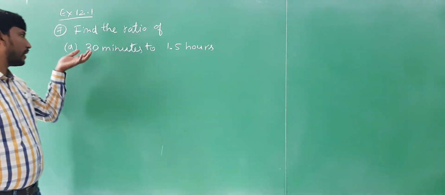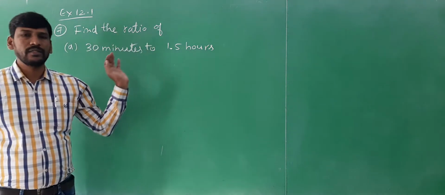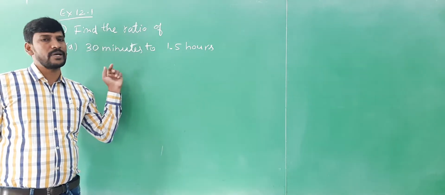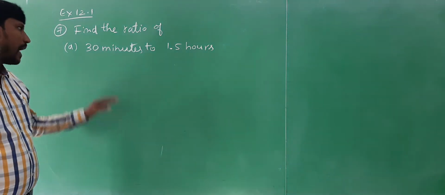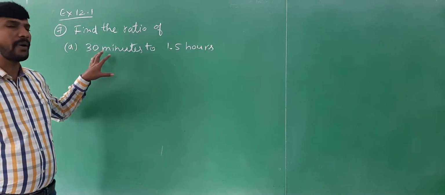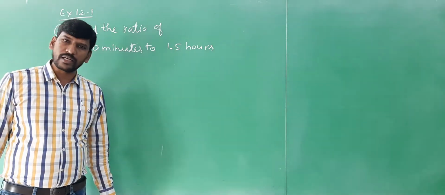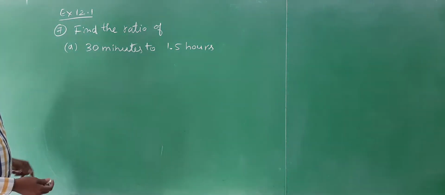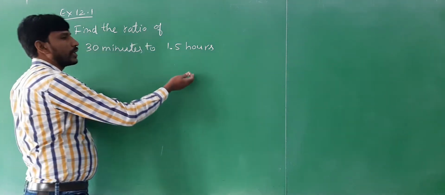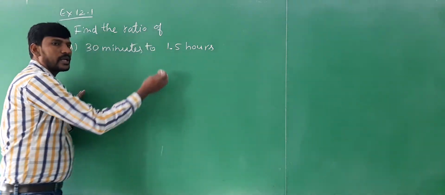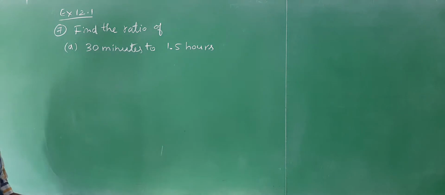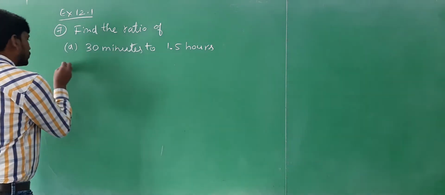Or you can convert 30 minutes to hours. That is 30 minutes equal to how much? 1 by 2 hour, that is half an hour. Half an hour is nothing but 0.5 hours. Is it clear children? So like that we convert any one unit in terms of the other unit. Then both are in the same unit, and then we can find the ratio. Right. So now let us discuss.